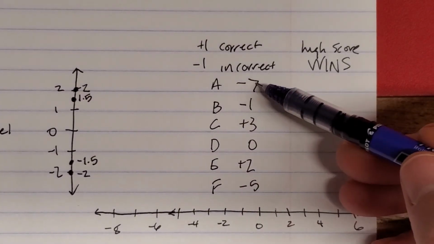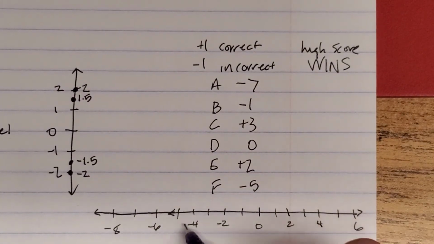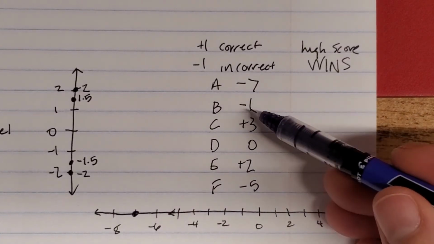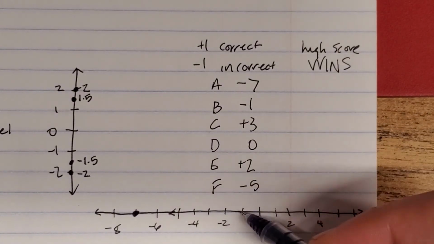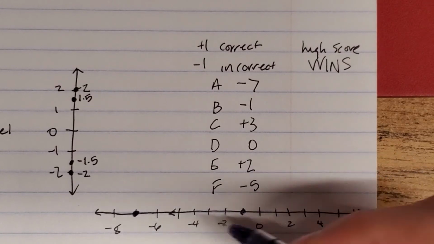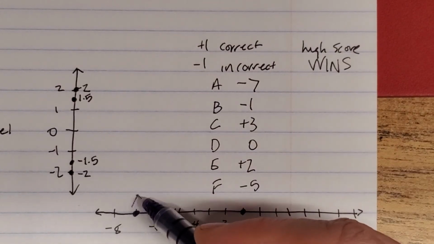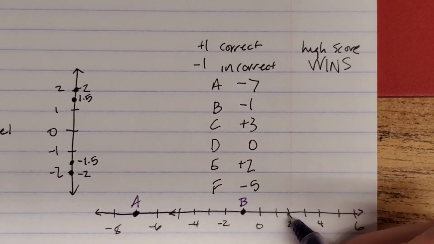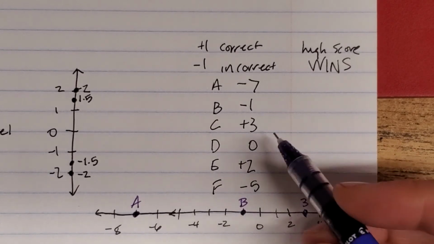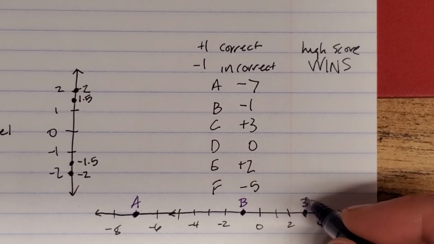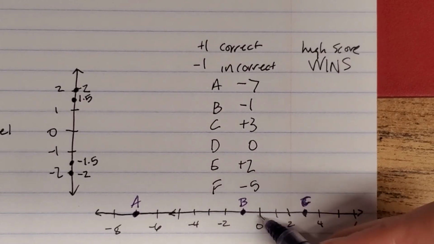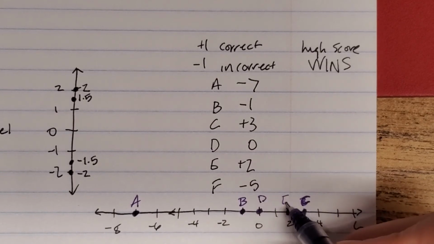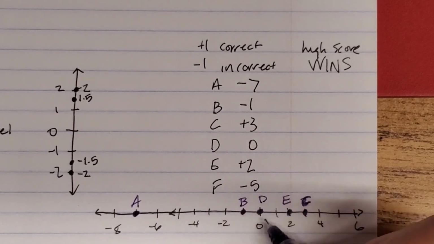So let's plot these. -7. Here's a 0, negatives to the left, -7. Okay? -1. Here's a 0, negatives to the left. Oh, I should plot these and label them. That was A. This is B. C is +3. 1, 2, 3. D is at, oh, goodness. D is at 0. E is at +2. And then F is at -5.